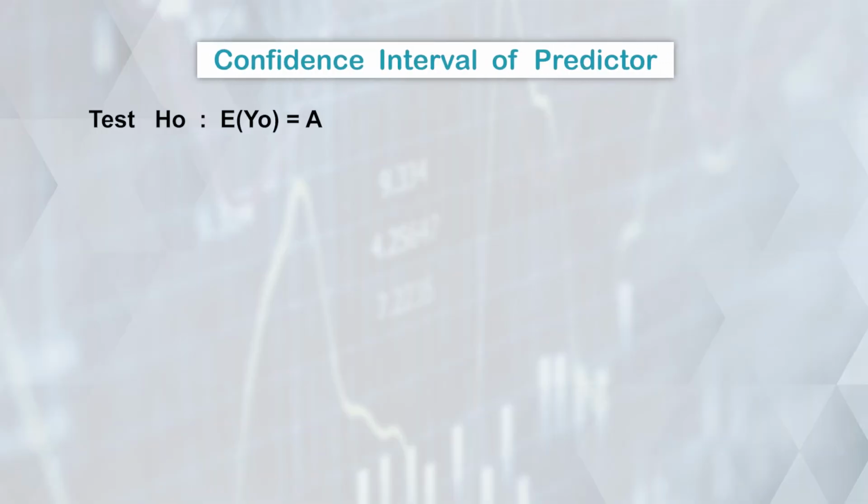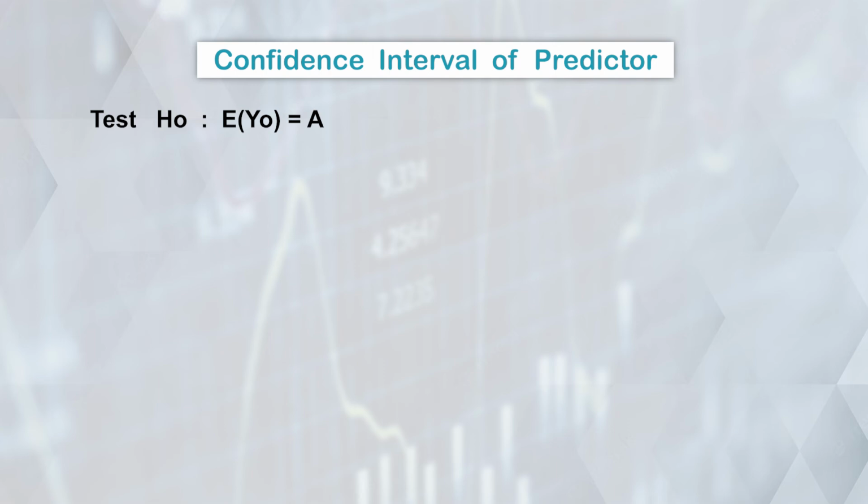For example, we start with the very first hypothesis, suppose H0, which is the null hypothesis, says expectation of Y0 equals A. So this A is a specified value of the observation. Expectation of Y0 is the mean, and Y0 is a random variable.